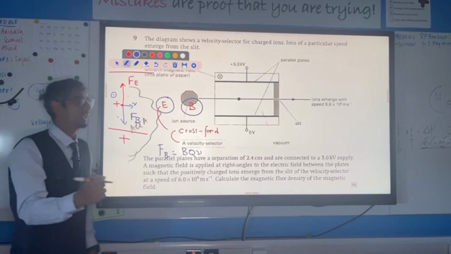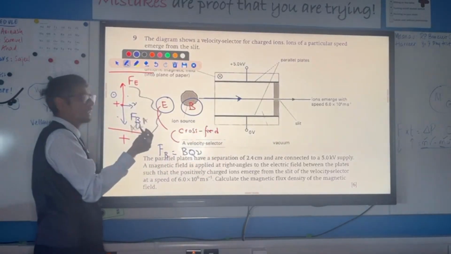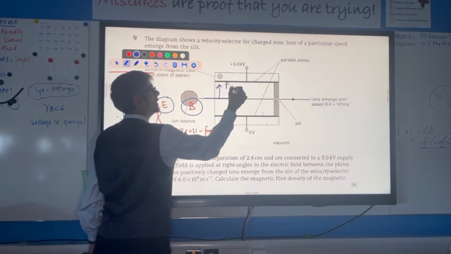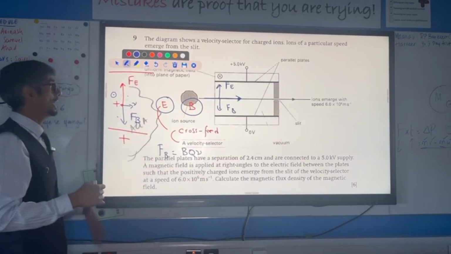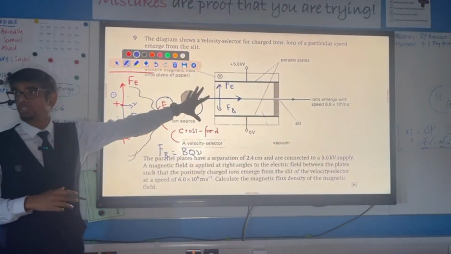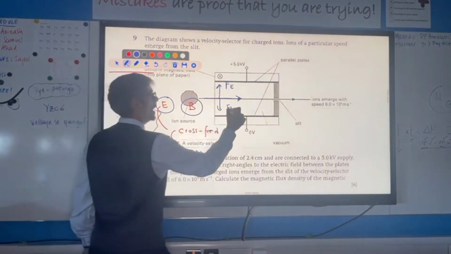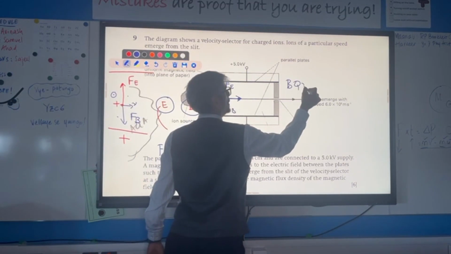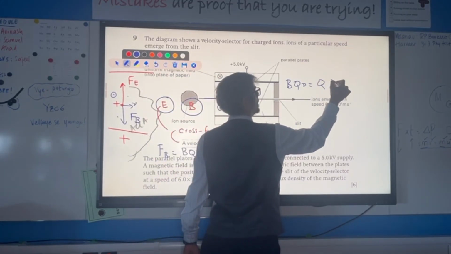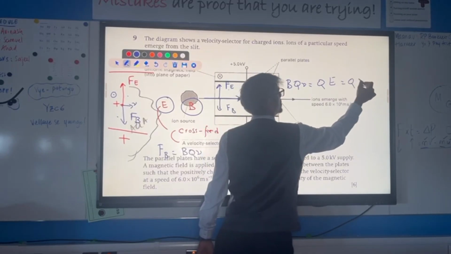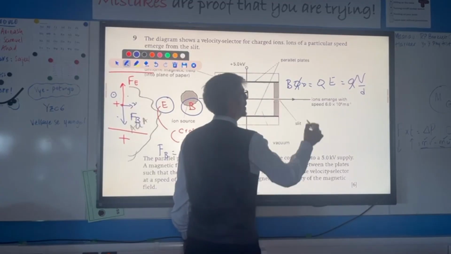Yes or no? If the ion is coming out horizontally, in my example, what does it mean? Well, it means that my FE is equal to my FB. This is not my example, by the way. The question's one is different. I'm going to apply it in a minute. What does that mean now? FB is BQV. FE is charge times E, which is also charge times V over D. Well, what cancels out? Q cancels out.